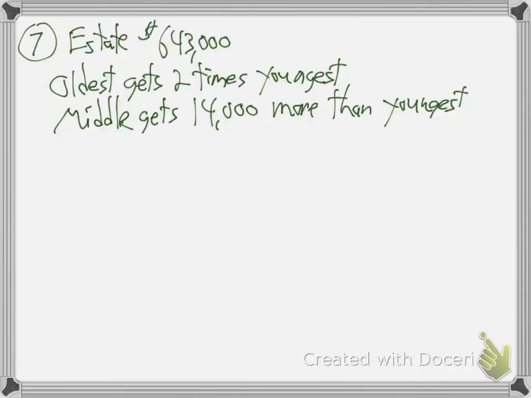That youngest is not the favorite child. All right, so the estate is $643,000. The oldest gets 2 times as much as the youngest. The middle gets $14,000 more than the youngest. The youngest was the black sheep of the family, I guess. All right. Then the question is, how much did each person get?